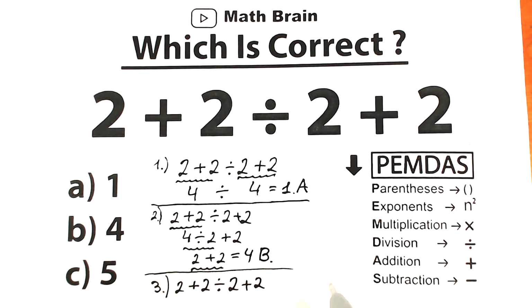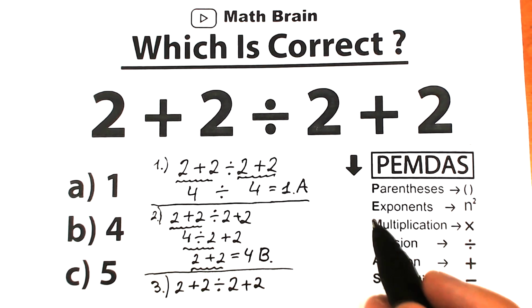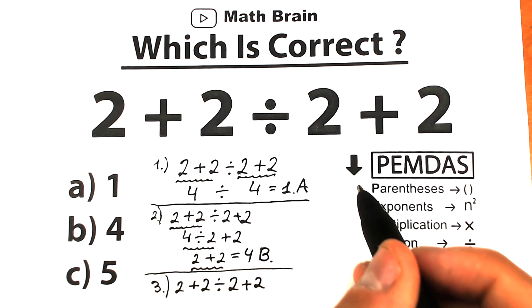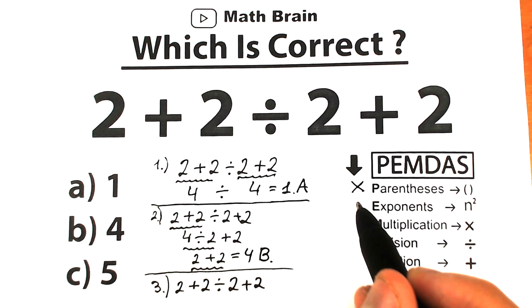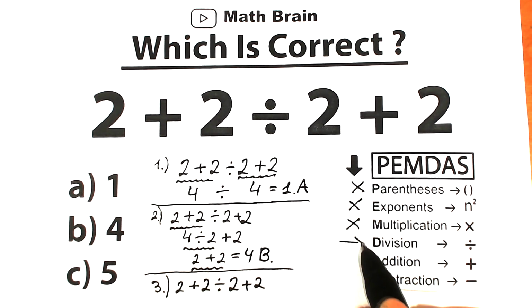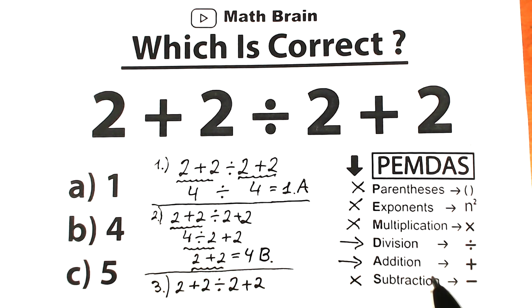So let's scan what we have in our challenge. We have addition, division, and once more addition. So we have only 2 elements from all elements in the PEMDAS order of operation. We don't have parentheses, we don't have exponents, we don't have multiplication, we have a division part right here, and we have addition right here, and we don't have subtraction. But before I told you that higher position means higher priority.